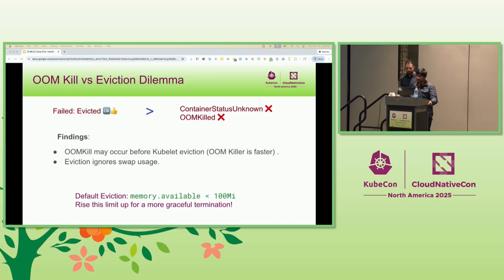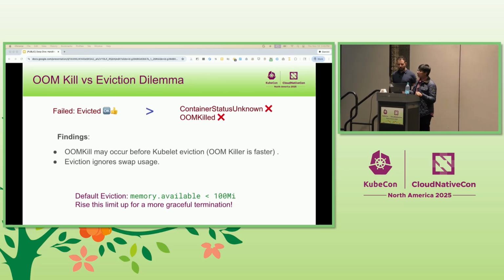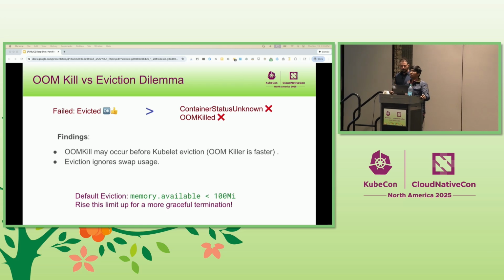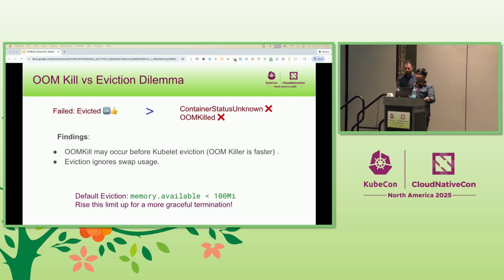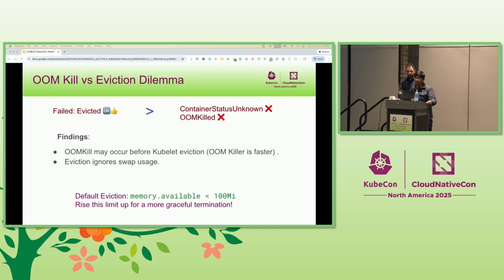And second, kubelet eviction has another blind spot. Kubernetes eviction currently does not account for swap usage. Say you have a workload that has 10 gigabytes of memory offloaded to swap. Kubernetes will not see that swap usage. To it, the memory usage is basically what's in physical RAM, and that is only what is considered for eviction.